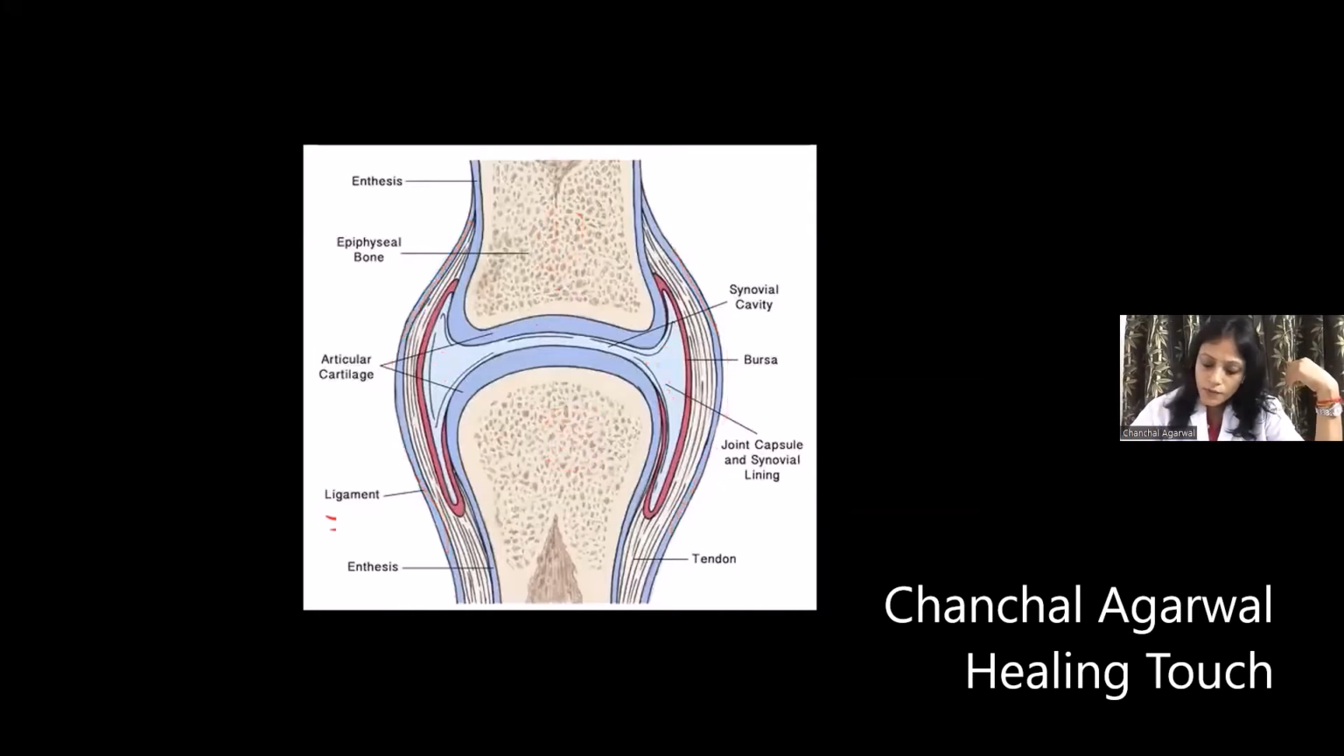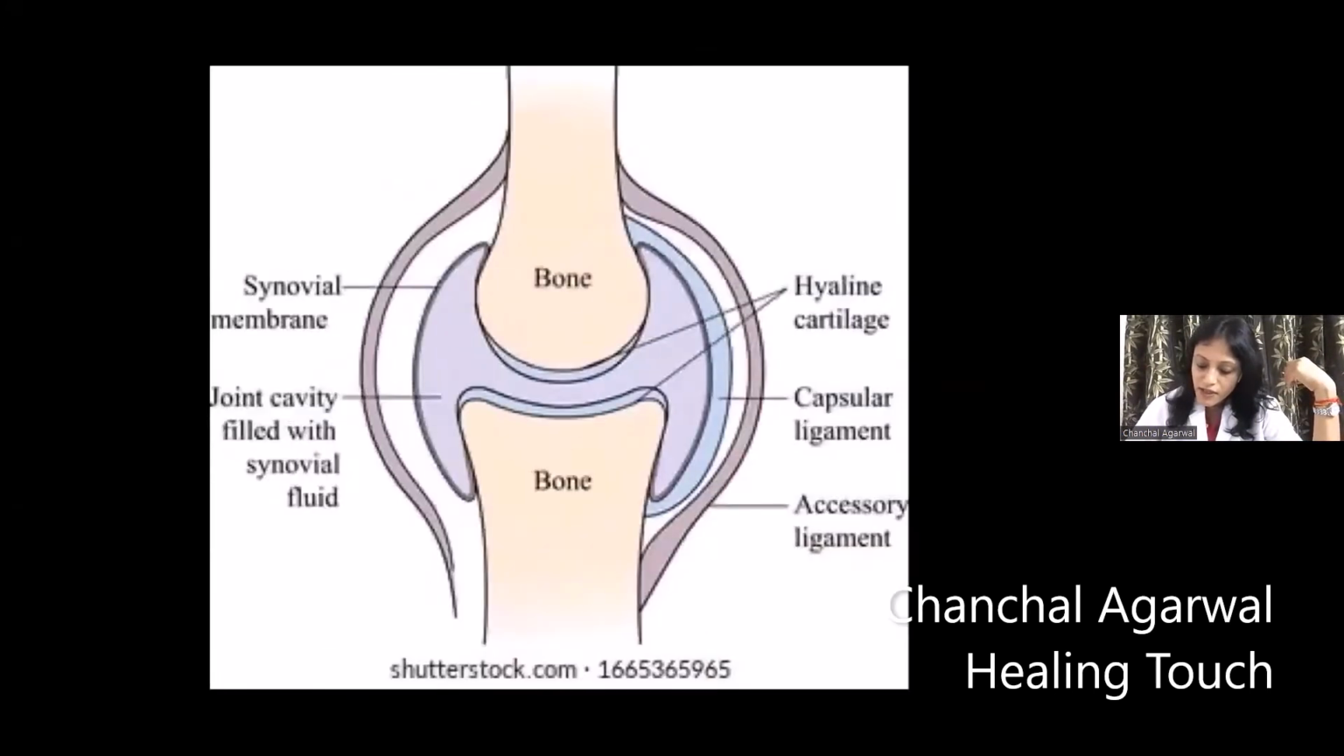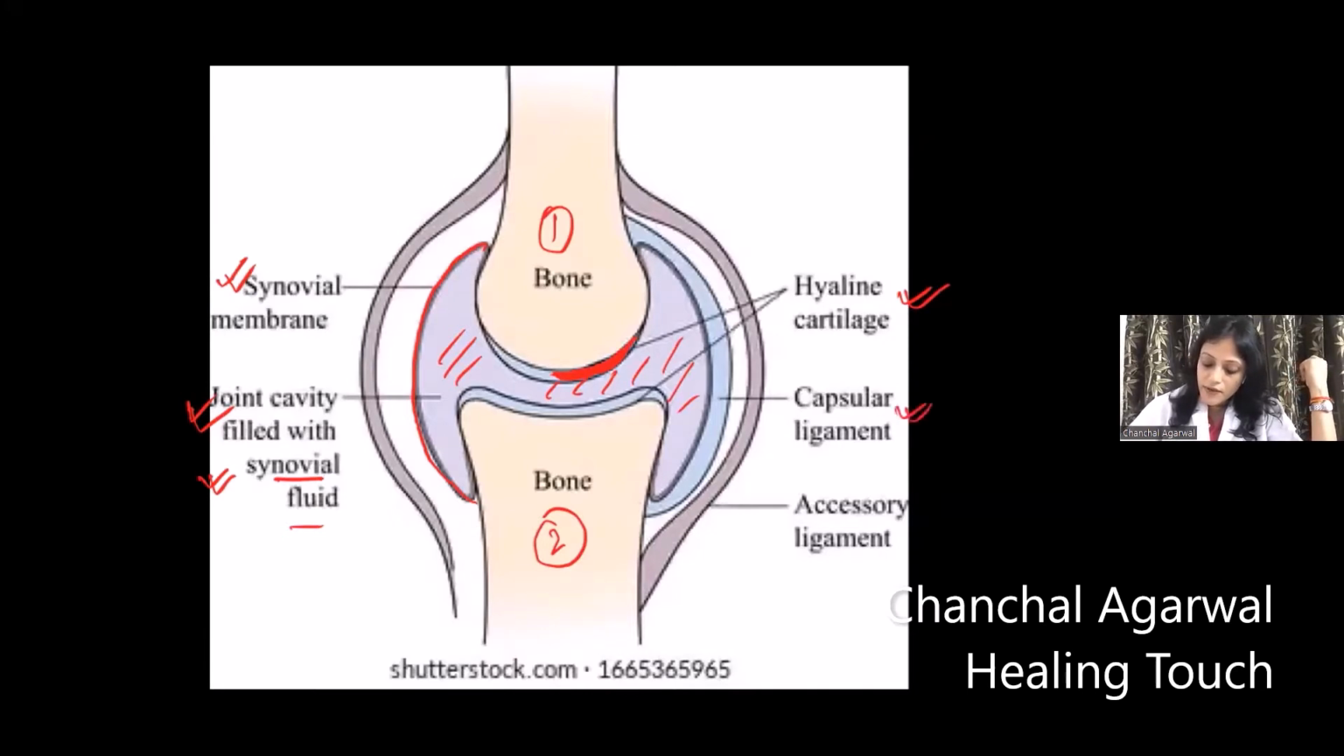I'll show you one more picture, which is also very interesting and very simple. You can just take a screenshot of this. This is bone 1. This is bone 2. This shows the synovial membrane. It is a synovial cavity, which is filled with synovial fluid. This is the cartilage, which is covering bone 1 and bone 2. And this is the ligament, which is present outside the synovial joint.